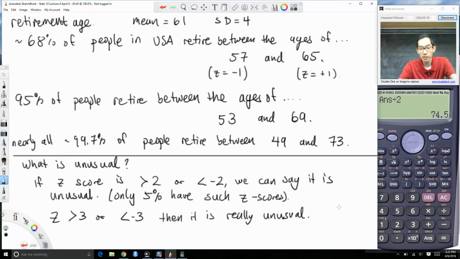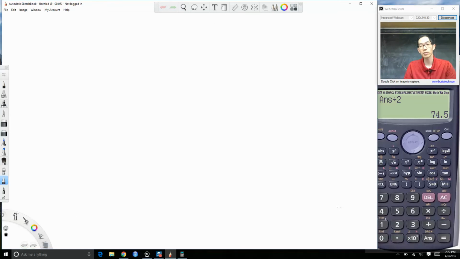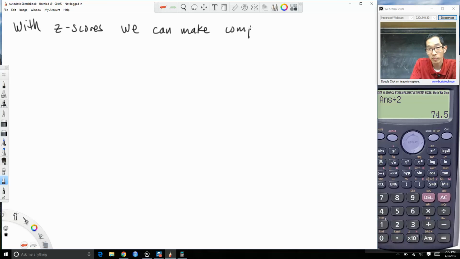Okay, so now that we have a way to say what's unusual or not unusual, z-scores also allow us to make comparisons between apples and oranges. Okay, so with z-scores, I'm sorry, did I flip the slide too quickly there? We're okay. So with z-scores, we can make comparisons between different groups.